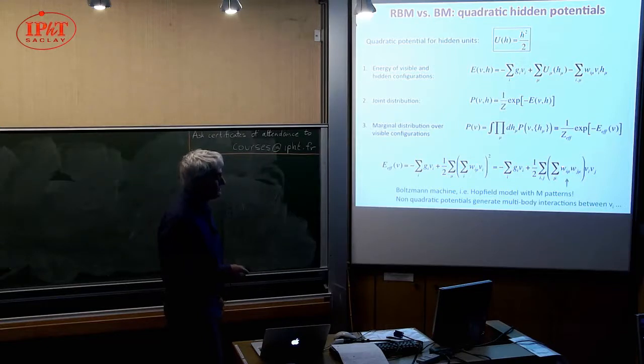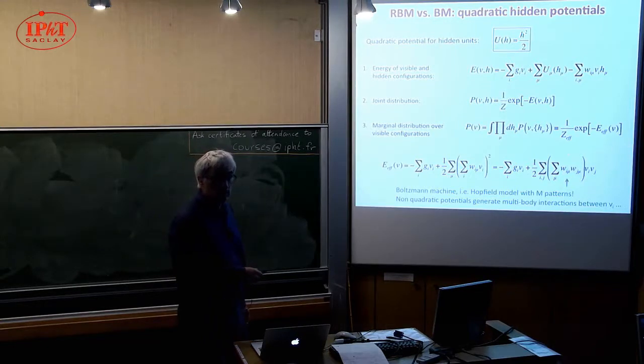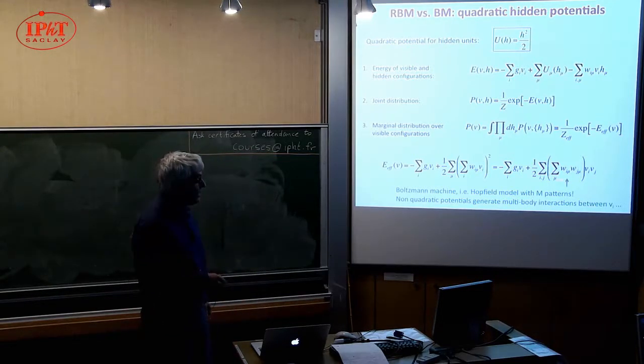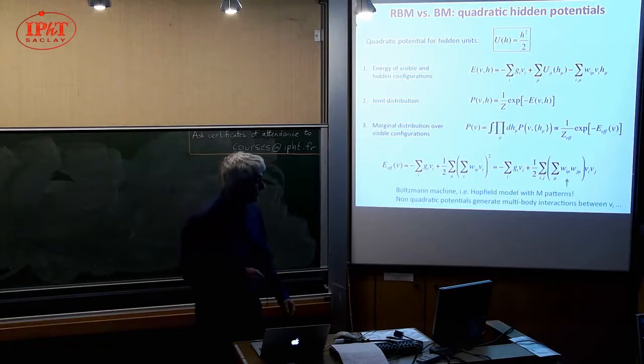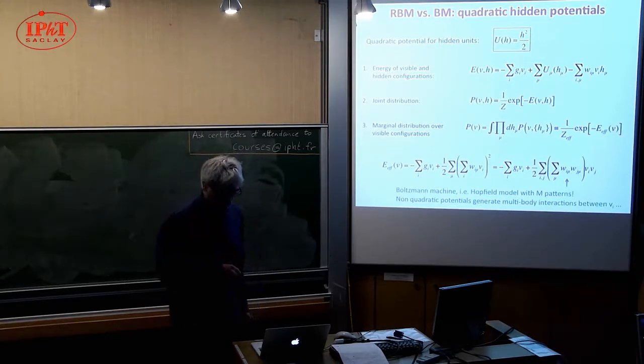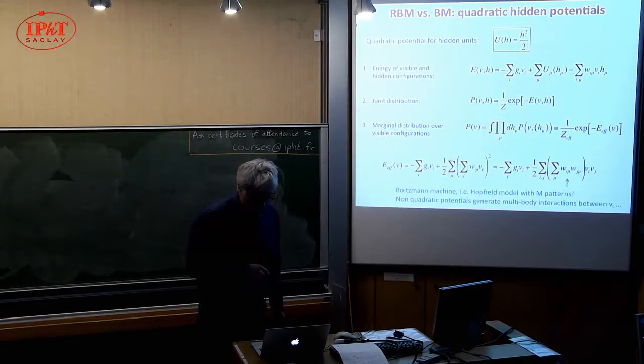And what we get is an effective coupling, or let's say effective couplings between the visible units, which are quadratic couplings. And this is basically a reformulation of a Hopfield model, where the W_iμ correspond to the patterns of the Hopfield model. So we talked about that last week.